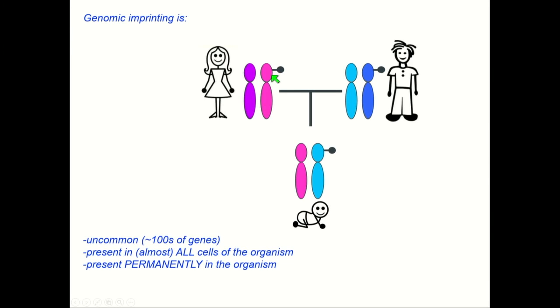So, imprinting marks, these special marks that don't get changed in zygotic reprogramming, first thing, they're uncommon. Imprinting affects a few hundred genes because there are very few of these marks that actually evade zygotic reprogramming. Secondly, they're present in nearly all cells in the organism. There are a few exceptions, but I'm not going to go into that. Thirdly, they're present permanently. And this makes imprinting marks, unlike most other epigenetic marks, tractable.